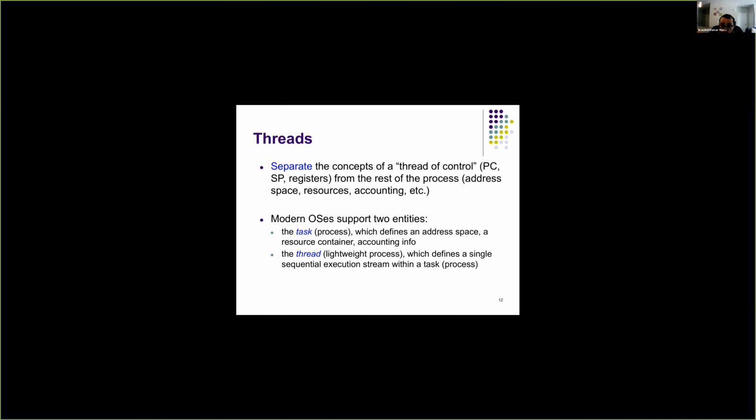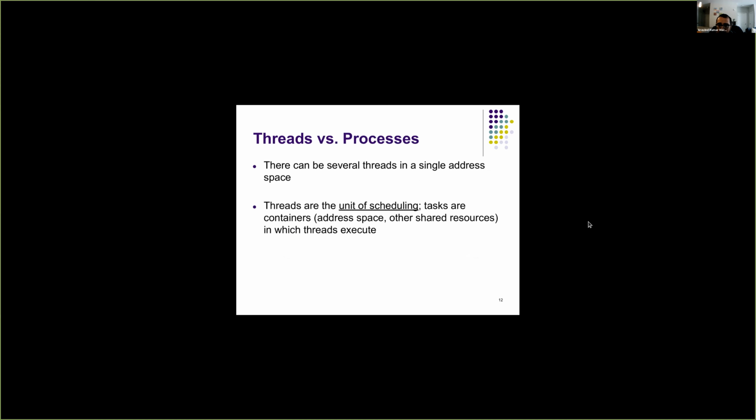Okay. So modern operating systems such as Linux actually maintain two different data structures. They have what we call a task, which is basically a process, a process control block without the execution state. And then they have a thread or thread control block, which contains execution state along with a pointer to the process. Okay. Now we separated these two entities. And now you can imagine that there can be several threads that belong to the same process. How can that be possible? Because we can have several thread control blocks whose process pointer could be pointing to the same process control block.